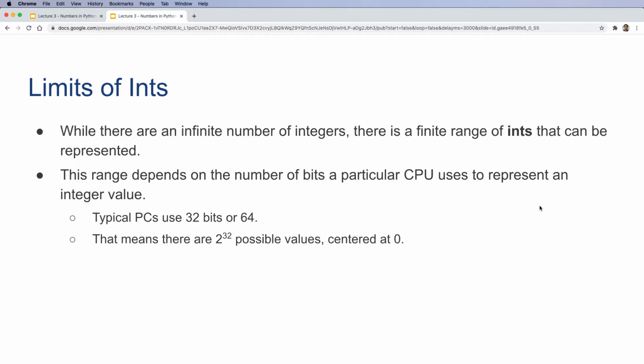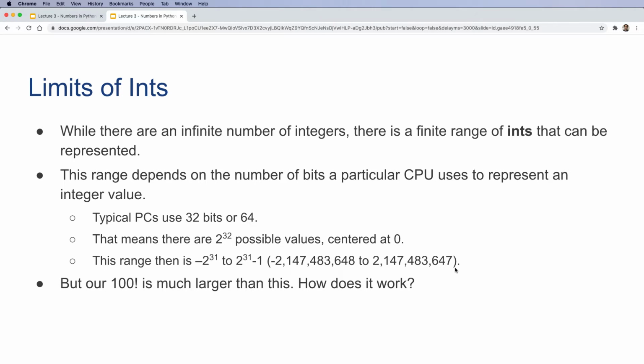This means that with a 32-bit computer, there are 2 to the power of 32 possible values centered at 0, which means that this range is negative 2 to the power of 31 to positive 2 to the power of 31 minus 1. So this is roughly between negative 2.1 billion and positive 2.1 billion. So this is the largest integer most computers can support.